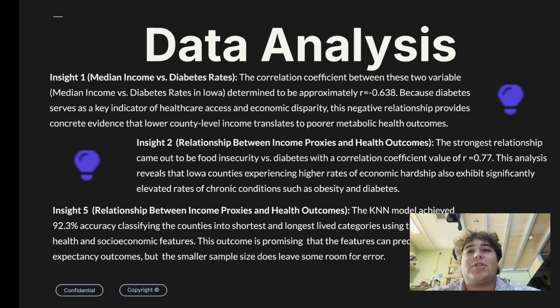For Insight 2, the strongest relationship came out of food security versus diabetes, with a correlation coefficient of 0.77. This analysis reveals that counties experiencing higher rates of economic hardship also exhibit significantly elevated rates of chronic conditions. For Insight 5, we used the relationship between income proxies and health outcomes. The KNN model achieved 92.3% accuracy, classifying the counties into shortest and longest lived categories using the 5 health and socioeconomic features. This outcome is promising that the features can predict life expectancy outcomes, but the smaller sample size does leave some room for error.